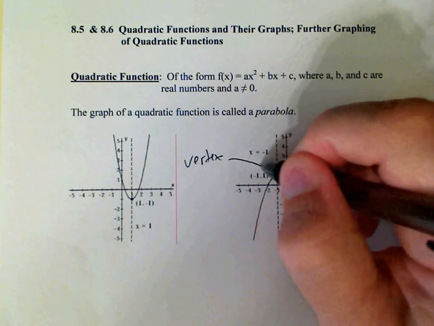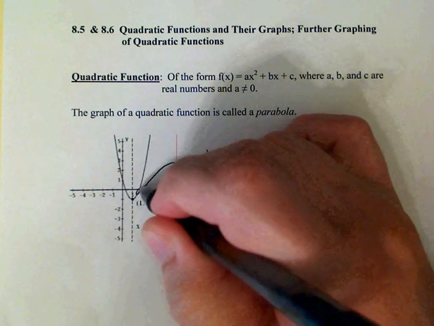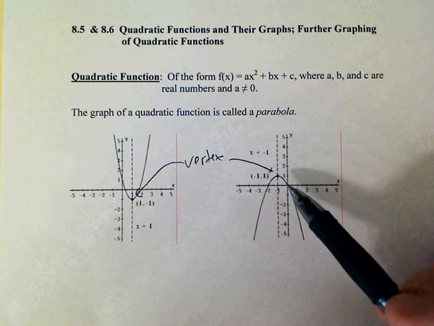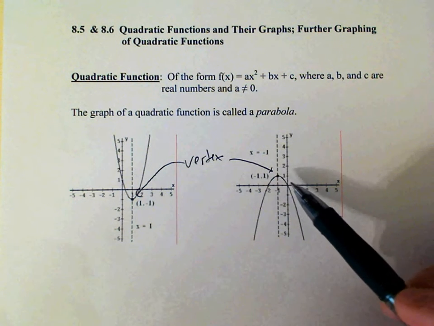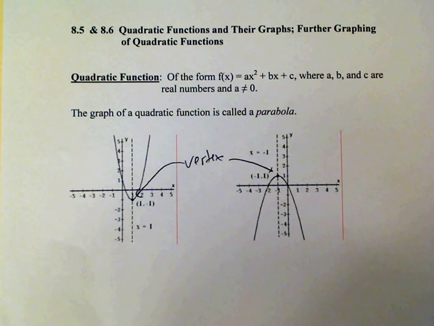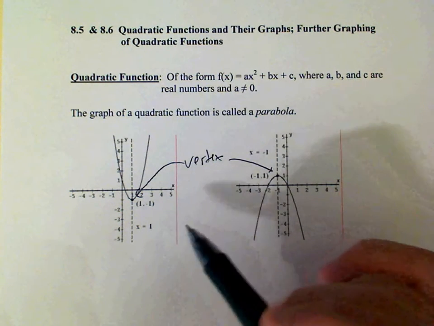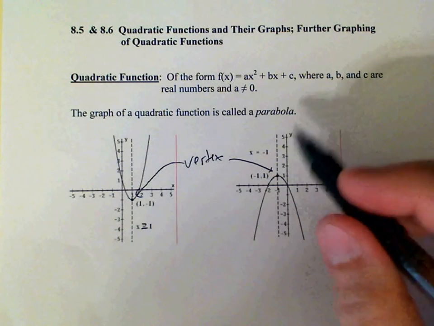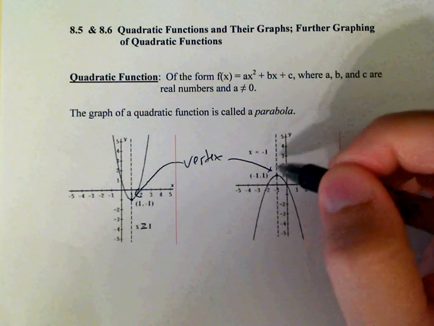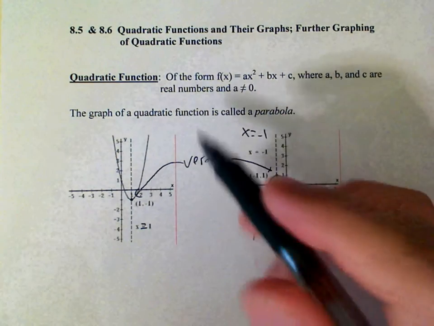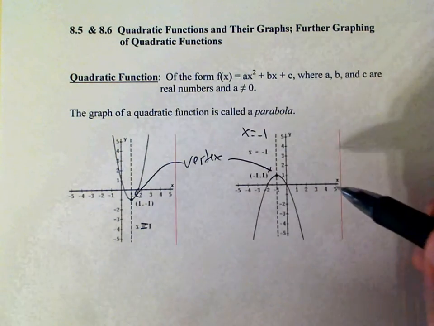Vertex. If I were to ask you what's the vertex of this first parabola, it would be 1, negative 1. For this parabola over here on the right side, it would be negative 1, 1. Now this imaginary line that doesn't exist is called the line of symmetry, or the axis of symmetry. It's always going to be x equals. In this case, it's going to be x equals 1, and for the right parabola, it's x equals negative 1. I'll write that a little bit bigger so you can see it. Over here it's x equals positive 1, over here it's x equals negative 1.